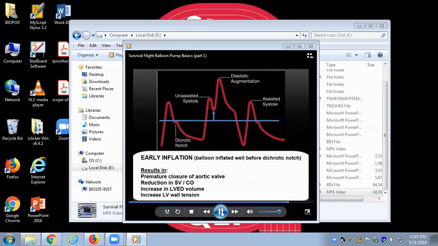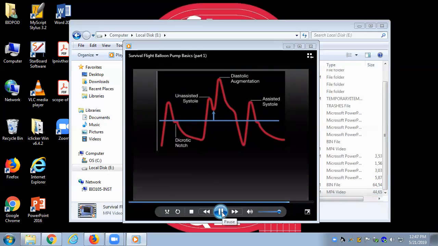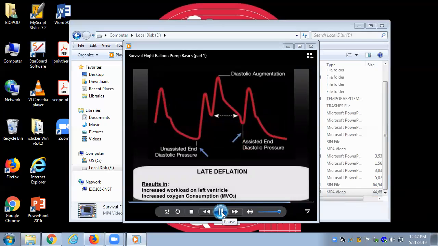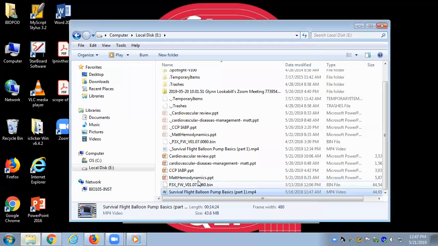The augmented pressure is the pressure that we're causing with the balloon pump. Gotcha. I get into timing errors in a few minutes, but I just wanted to use that to illustrate the difference.